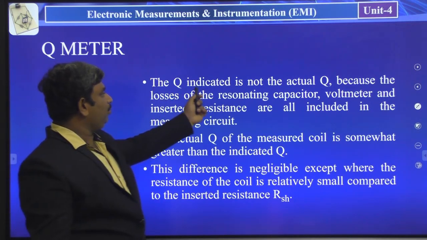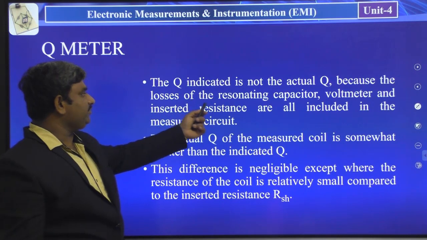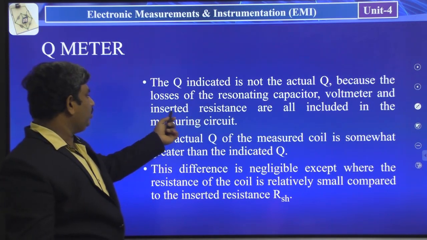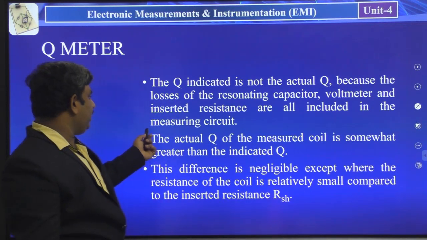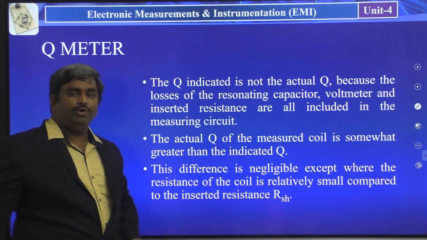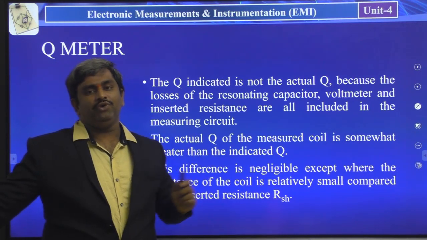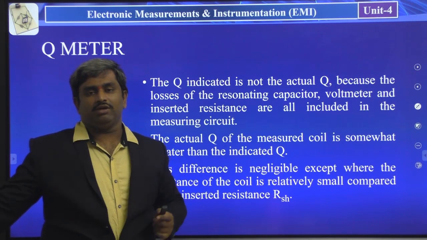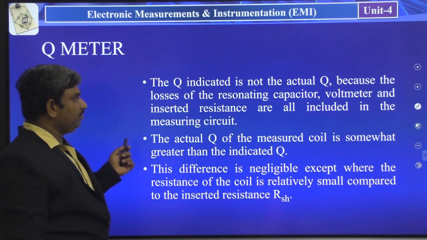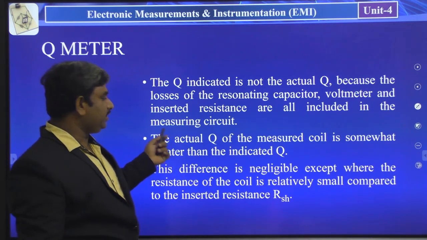Next, the Q indicated is not the actual Q because the losses of the resonating capacitor, voltmeter and inserted resistances are included in the measuring circuit. When you get the Q value, it is not exactly the true Q value, because it includes the capacitance losses and the resistance values. All the parameters coming from the circuit are included here.